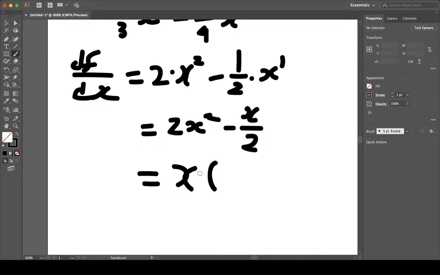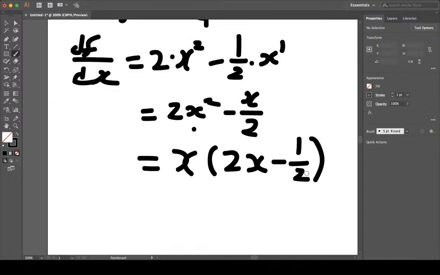In order for me to create the same function as the top here, I need to think. Let's start with 2x squared divided by x. That would be 2x. And then minus x over 2 divided by x, that would be minus half. And that would be one of the factors, but unfortunately I don't have any such factors.